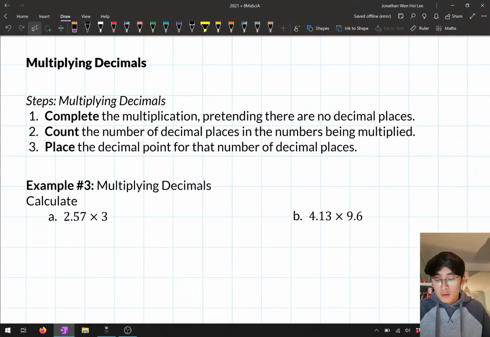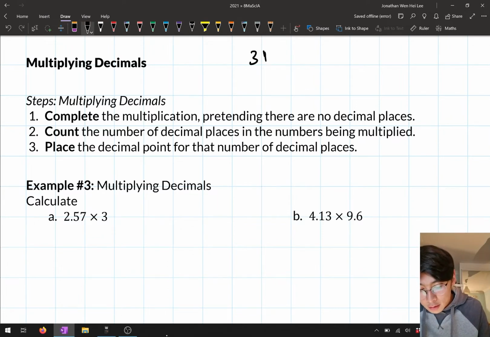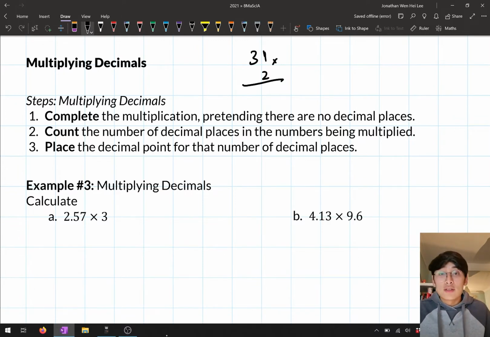So first step, the things we're going to do when we're multiplying by decimals, we're going to do the same thing that you would normally do if you're multiplying whole numbers. So for example, if you're multiplying 31 by 2, we would just multiply each of those digits starting from right to left individually, and then we would make sure we carry over if we need to. So here 2 times 1 gives me 2, 2 times 3 gives me 6, so that gives me 62. We're going to do that, but here we're doing it with decimals.